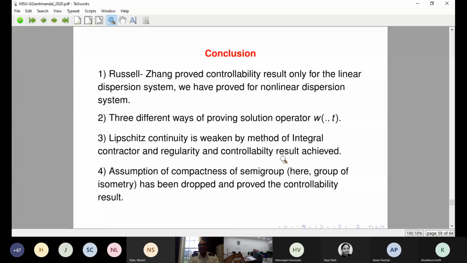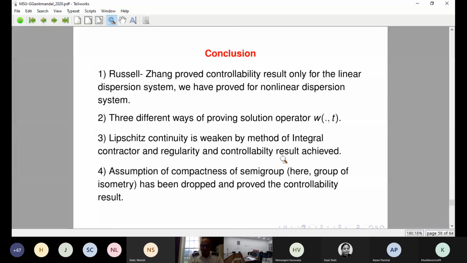We have given 3 different ways of proving the solution operator W. Lipschitz continuity is weakened by the method of integral contractor and regularity. And we proved the controllability result. Assumptions of the compactness of the semi-group has been dropped, and we prove the control result.